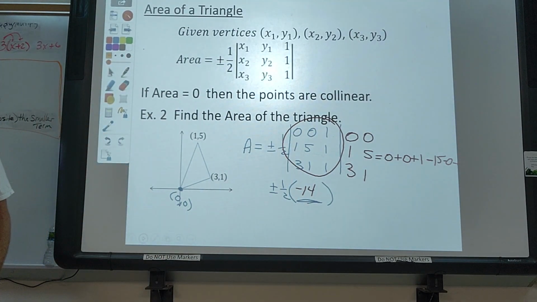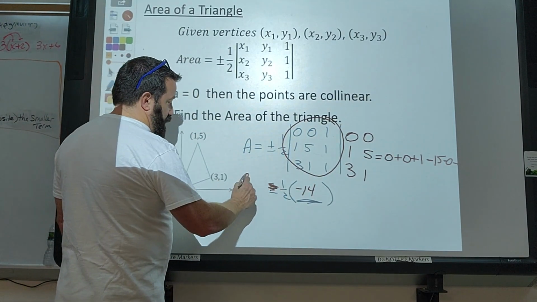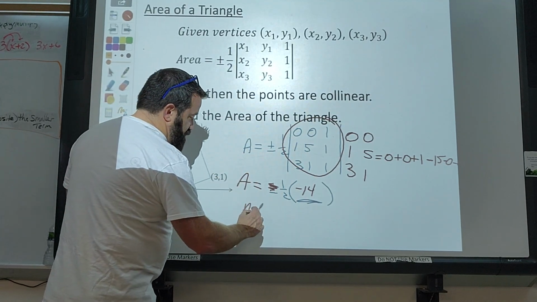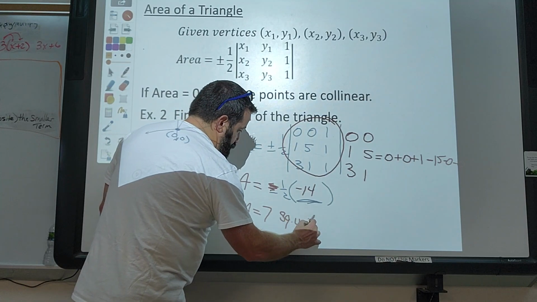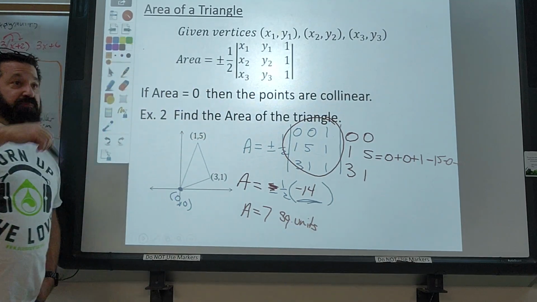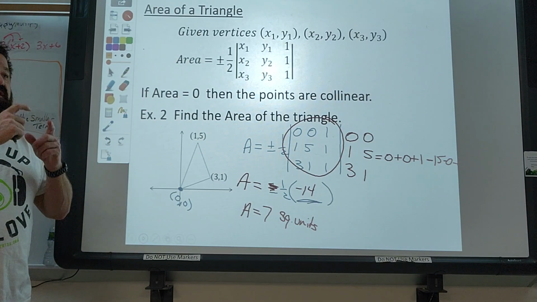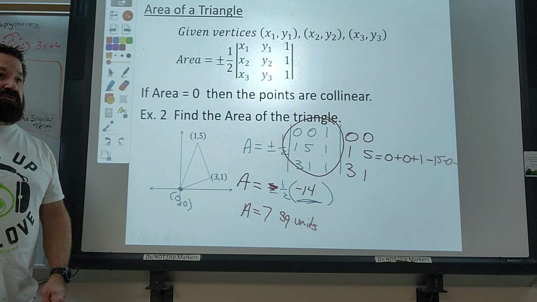So which do I use? Do I use the positive or negative 1/2? I use the negative 1/2 because it's a negative number there. So area equals 1/2 times negative 14. The area turns out to be 7 square units, whatever it was. All right, so these, like on a graph board, it basically means that triangle, you could fit 7 1-inch squares inside there if your squares are 1 inch each. Okay?